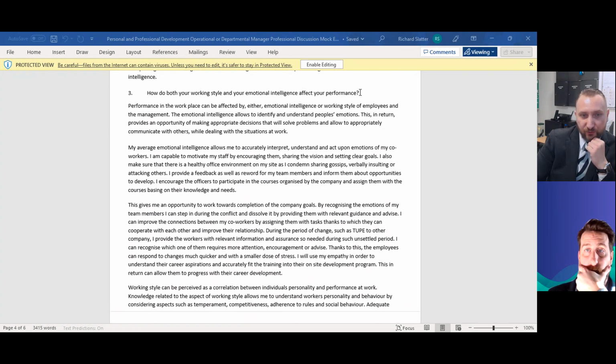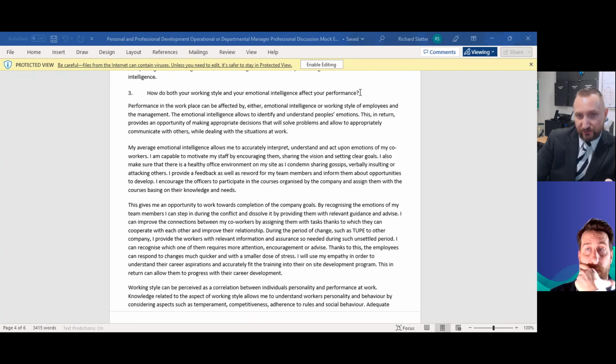I encourage the officers to participate in the courses organized by the company, and I assign them courses based on their knowledge and needs. This gives me an opportunity to work towards completion of the company goals. By recognizing the emotions of my team members, I can step in during a conflict and dissolve it by providing them with relevant guidance and advice. I can improve the connections between my coworkers by assigning them tasks, thanks to which they can start to cooperate with each other and improve their relationship.